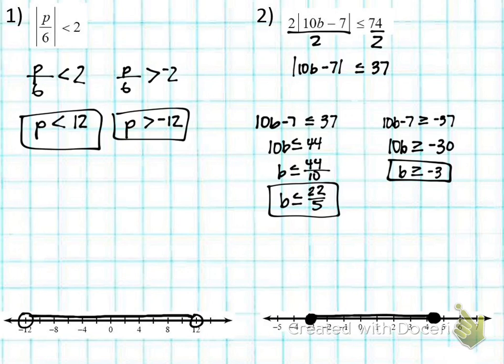Let's pick a different number. Let's pick 5. 10 times 5 is 50. 50 minus 7 is 43. 43 times 2 is 86. Is 86 less than or equal to 74? No, so therefore 5 is not a solution, and that makes sense, right? Yeah. So it's got to make sense. It's got to be logical, okay?